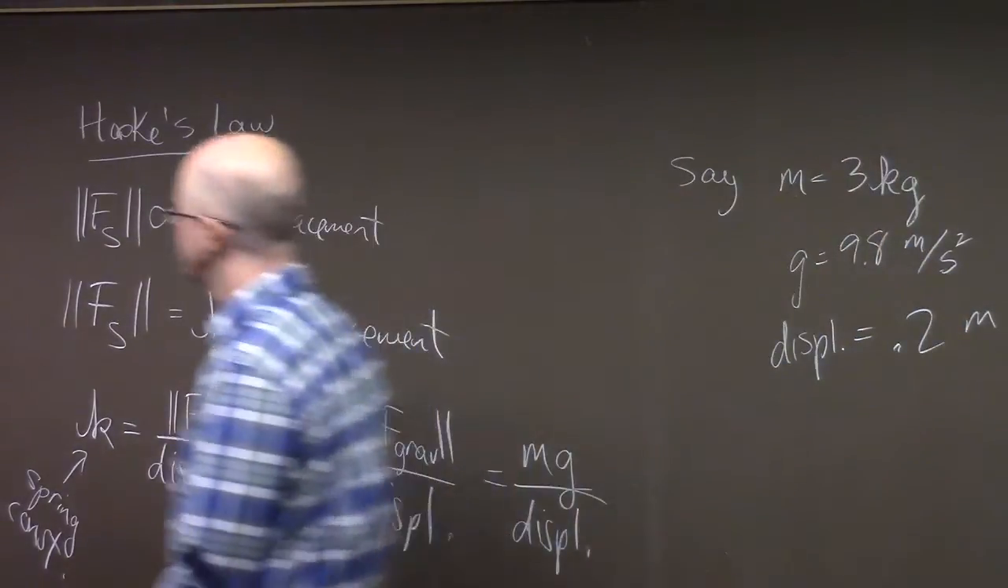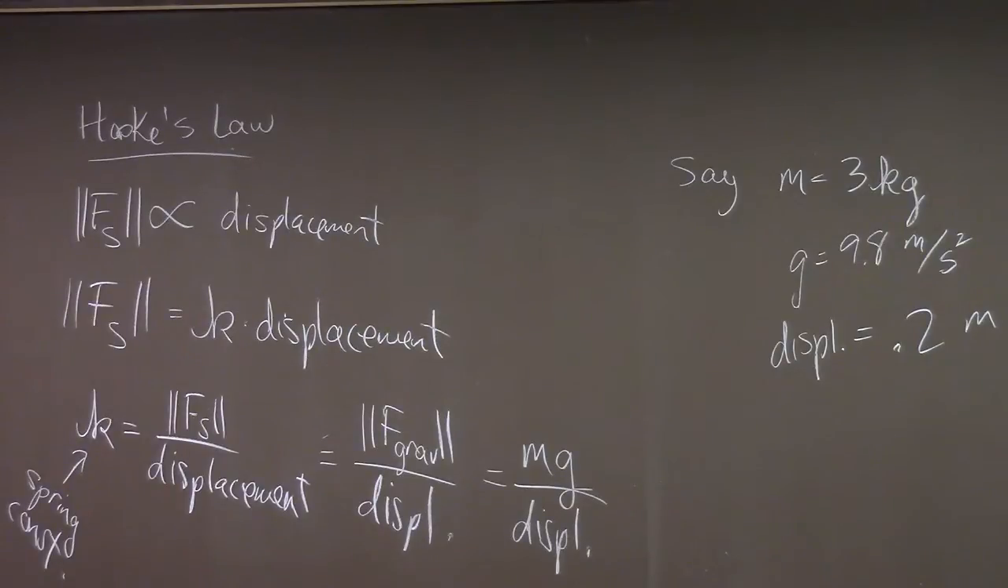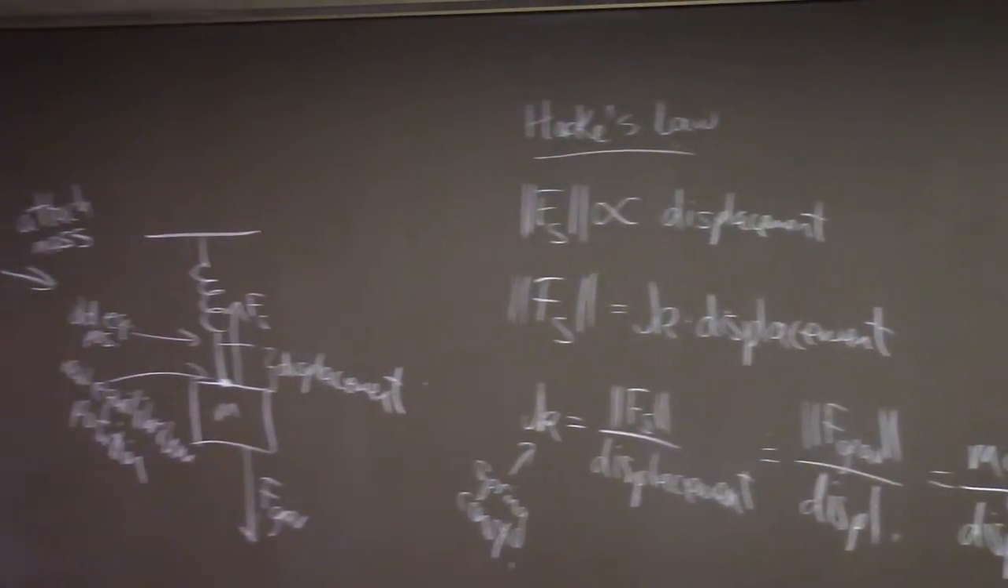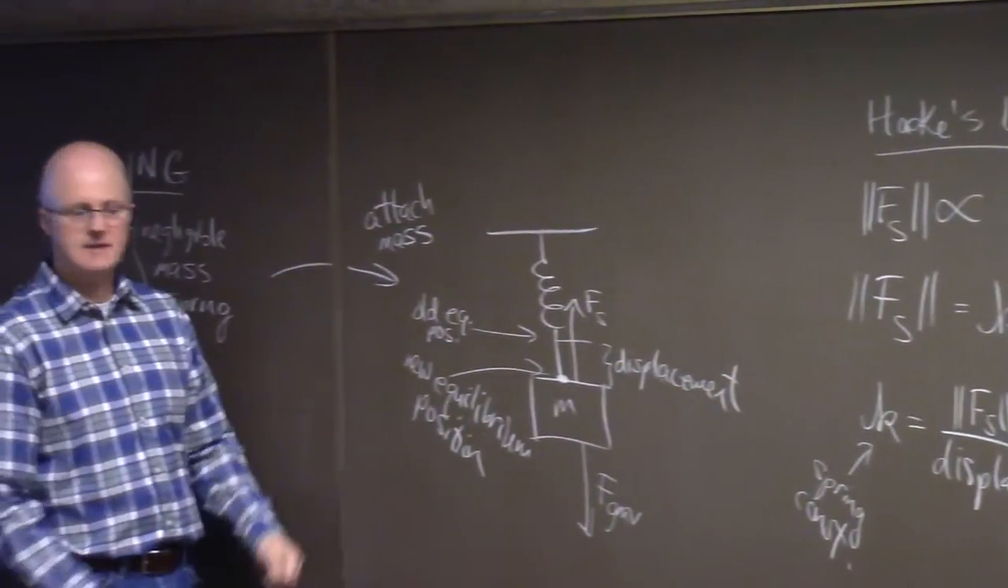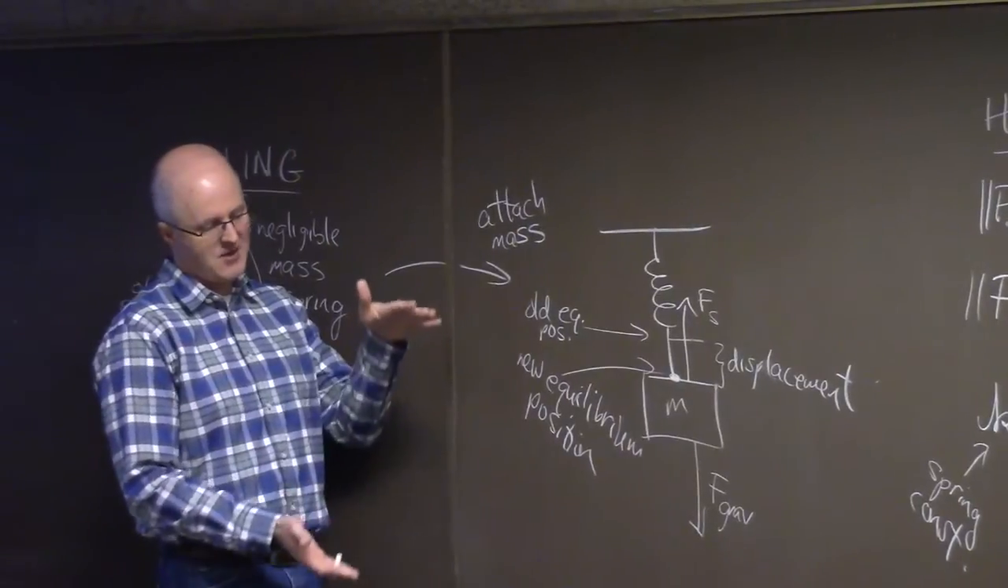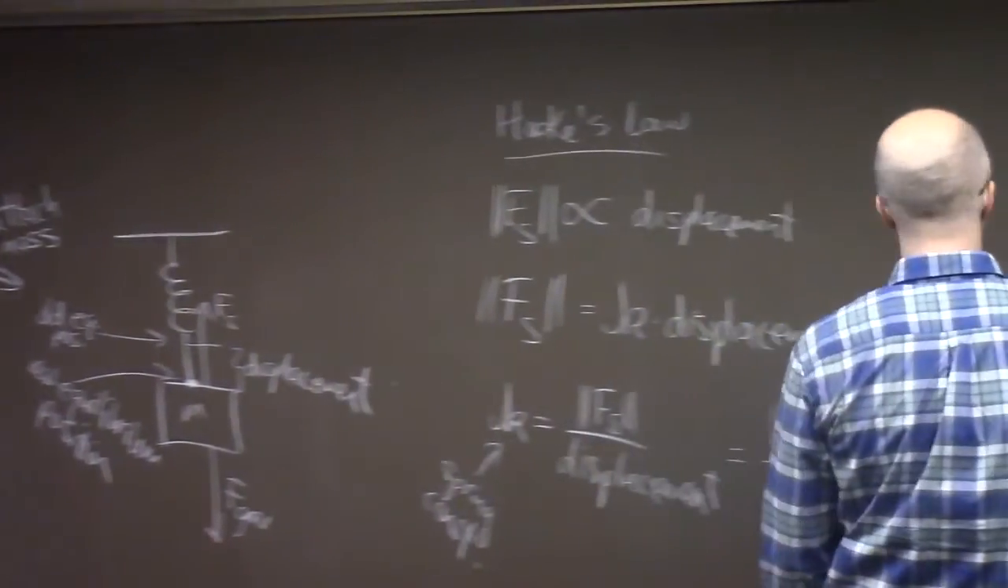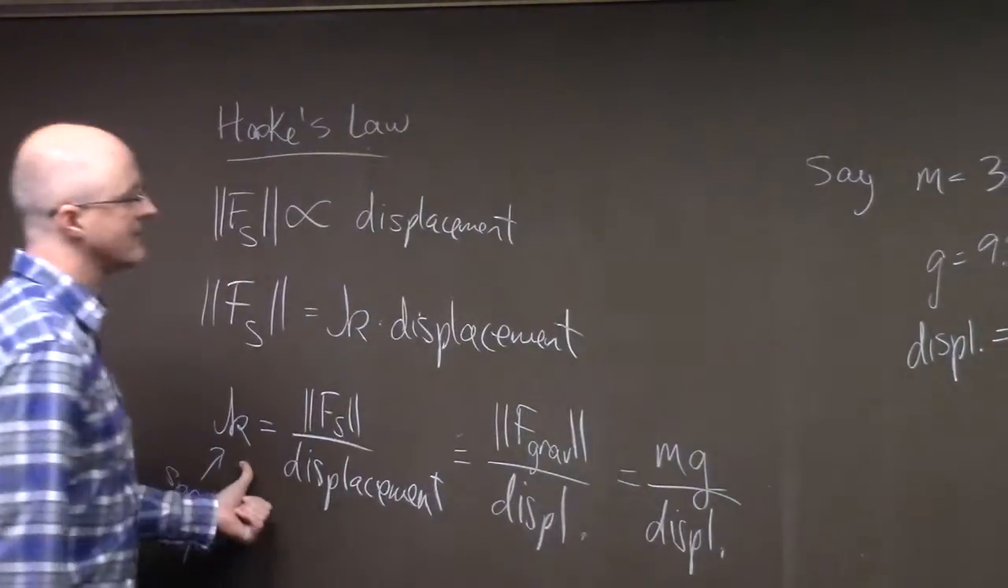Okay, so again, it's got an old equilibrium. I attach a mass to it. It stretches it down a little bit, comes to a new equilibrium. That displacement, let's pretend, is 0.2 meters, 20 centimeters. About that one? Something like that. That's going to help us figure out k.